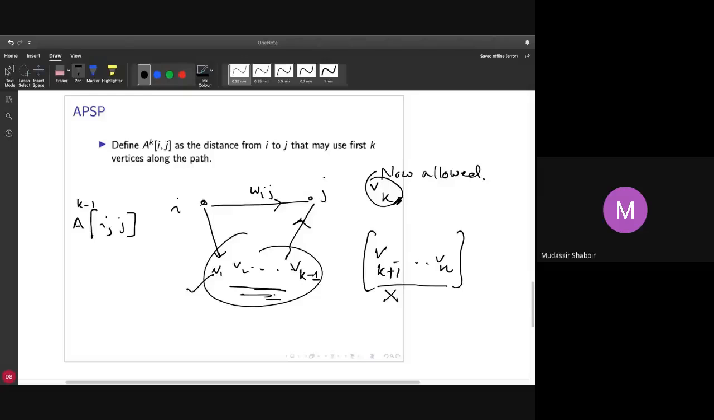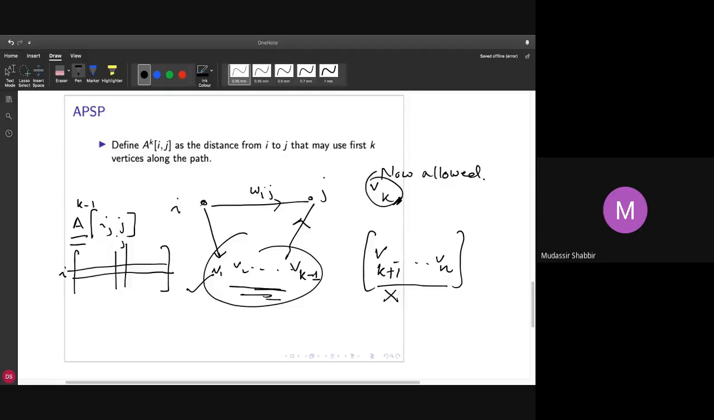Any idea how I can figure it out? So remember, this A_{k-1} that I have is a matrix which contains the distance for every i and j. For every pair of vertices I have the distance in it, which only uses k minus 1 auxiliary vertices.